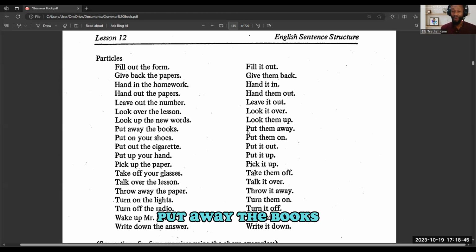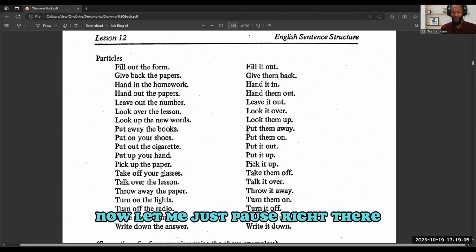Put away the books. Again, put away the books. Put them away. Again, put them away.